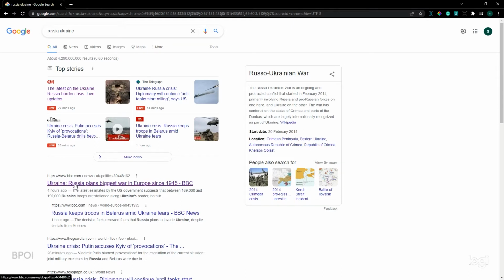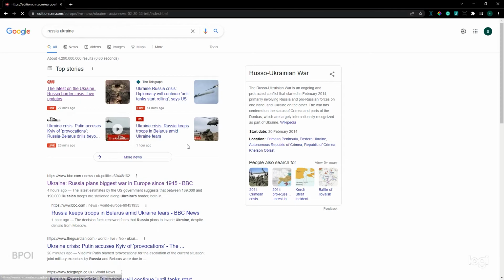Here in the UK, we're saying Russia plans biggest war in Europe since 1945. Putin accuses Kyiv of provocations. Russia-Belarus drills beyond the time that they were supposed to be doing the drills. Russia keeps troops in Belarus amid Ukraine fears. Ukraine-Russia crisis: diplomacy will continue until tanks start rolling, says the US. Okay, so everyone is trying to avoid this war.